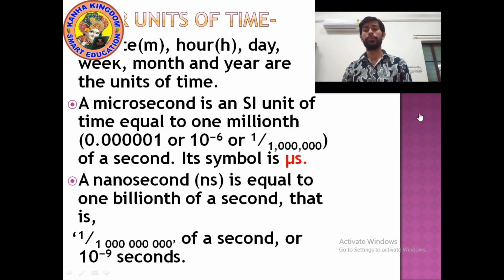And the symbol for microsecond, which I have shown in red color, is mu s. This is not u for umbrella. The symbol for microsecond is mu s. And the symbol for nanosecond is ns. The symbol for nanosecond is ns.